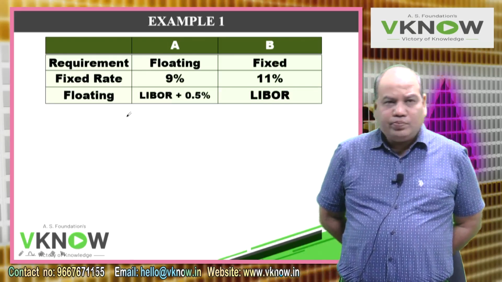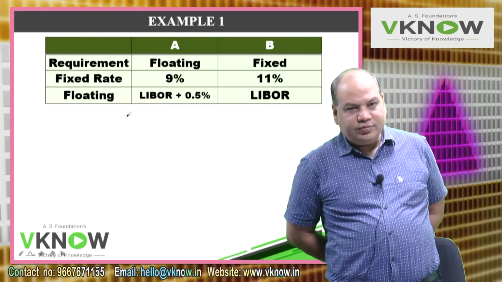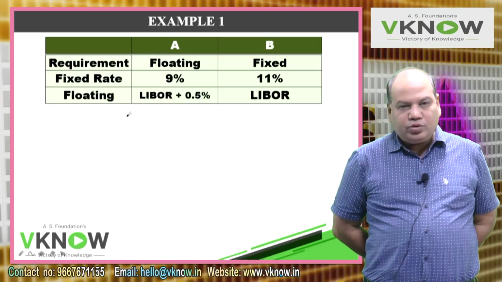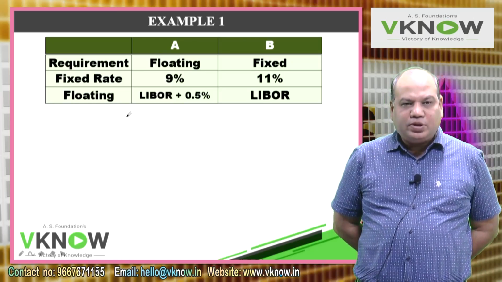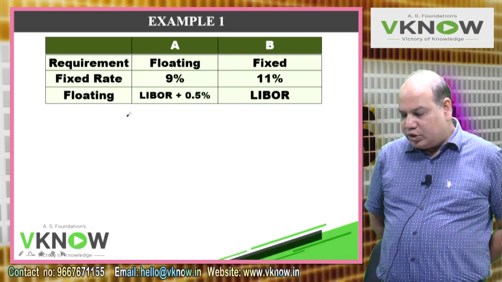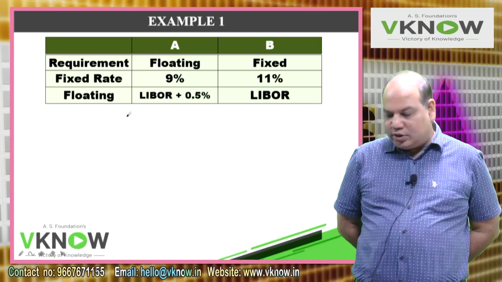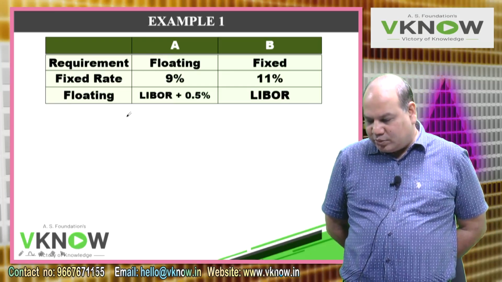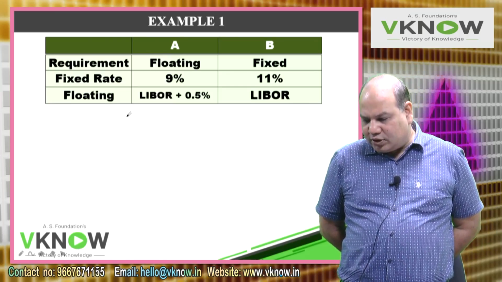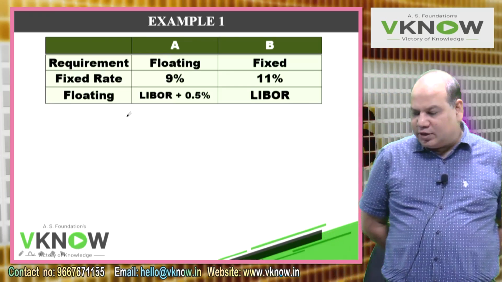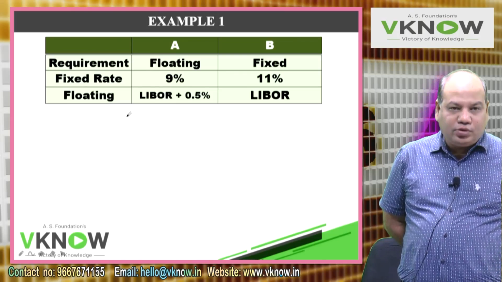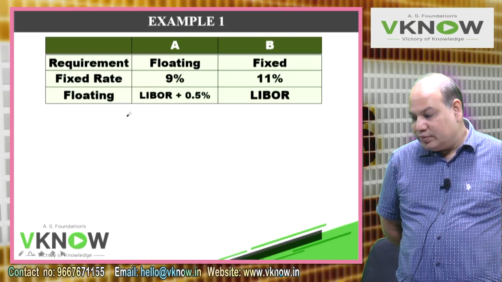Then they also ask about floating rate. So floating rate for A is LIBOR plus 0.5% and for B is LIBOR. So who has an advantage in fixed rate? A. Who has an advantage in floating rate? B. But A wants floating, B wants fixed.